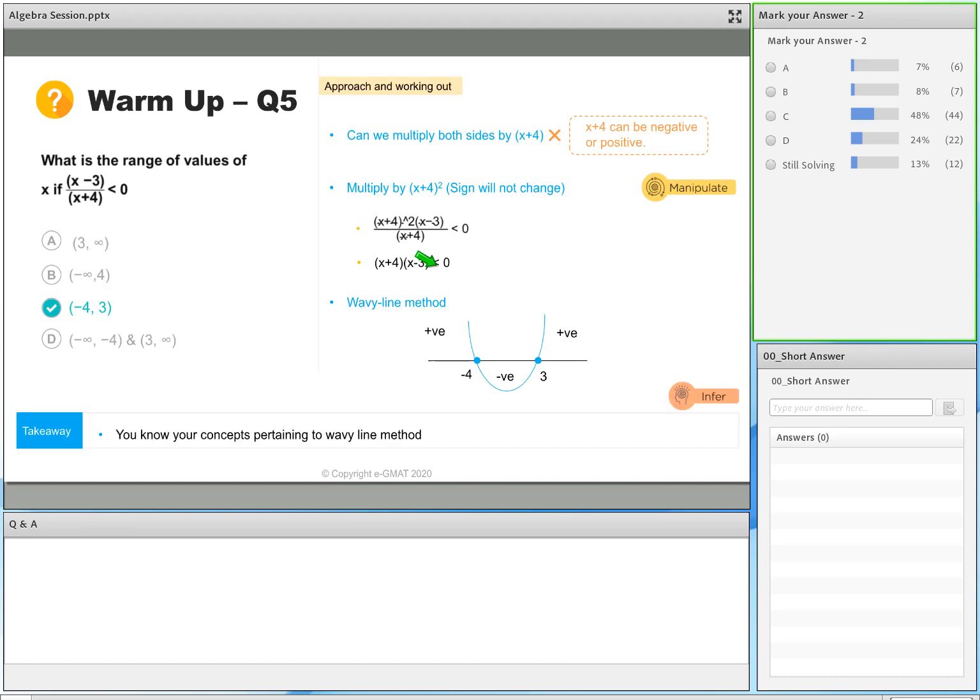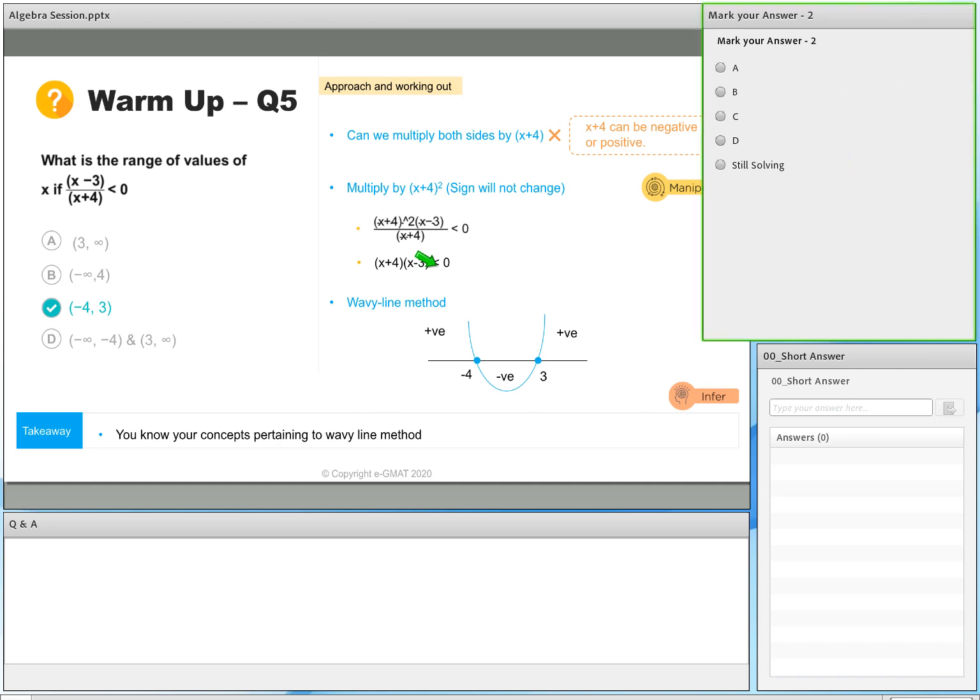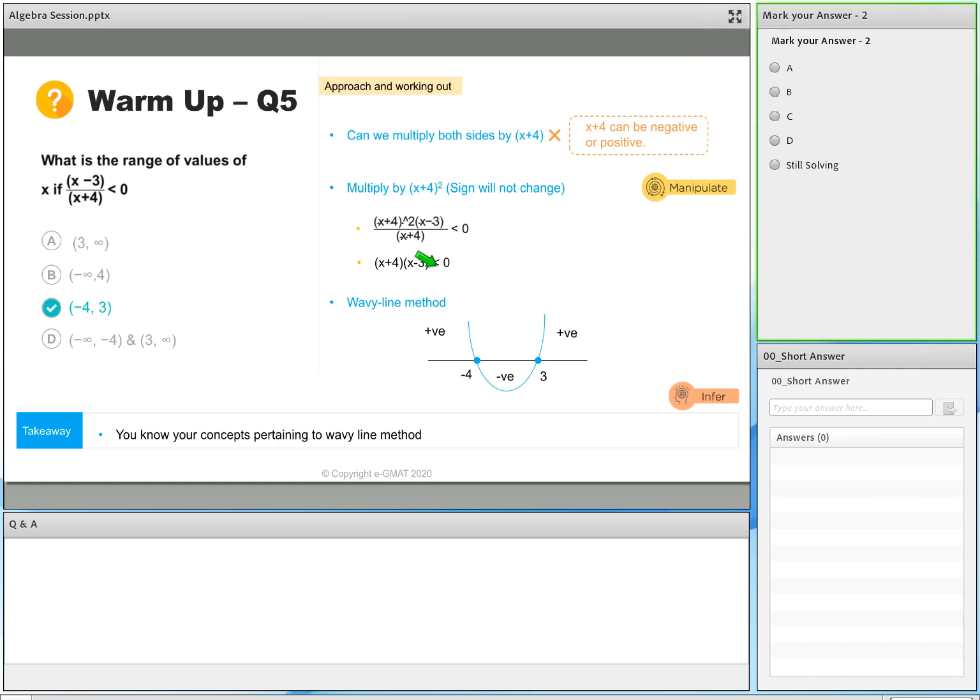Now, number 5 is all about the wavy line method again, where we taught you what happens if something is in the denominator. Next question that I'm going to take you into is different. There, you're going to have absolute values, something that you did not have till now. So let's get ready for that, everybody. Please mark still solving, and let's see this next type now. Steadily, we're trying to build your concepts, and with all of these now, you'll go into GMAT style questions.